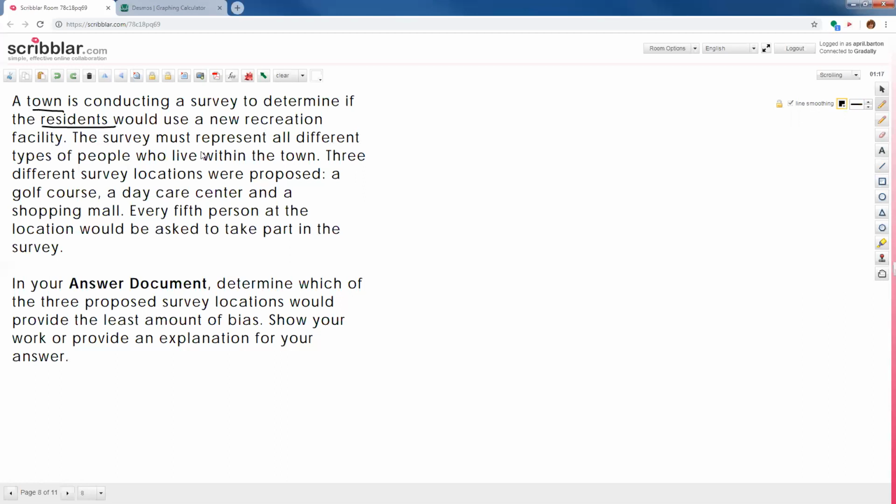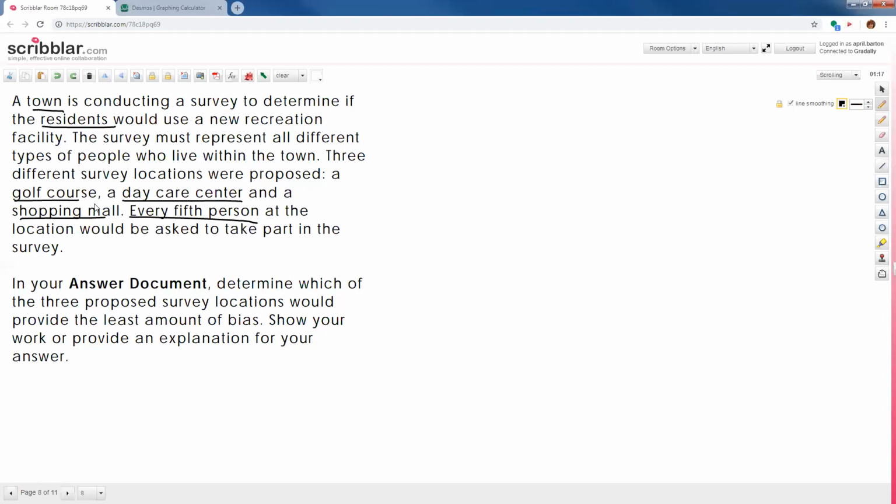3 different survey locations were proposed: a golf course, a daycare center, and a shopping mall. Every 5th person at the location would be asked to take part in the survey. In your answer document, determine which of the 3 proposed survey locations would provide the least amount of bias. Show your work or provide an explanation for your answer.